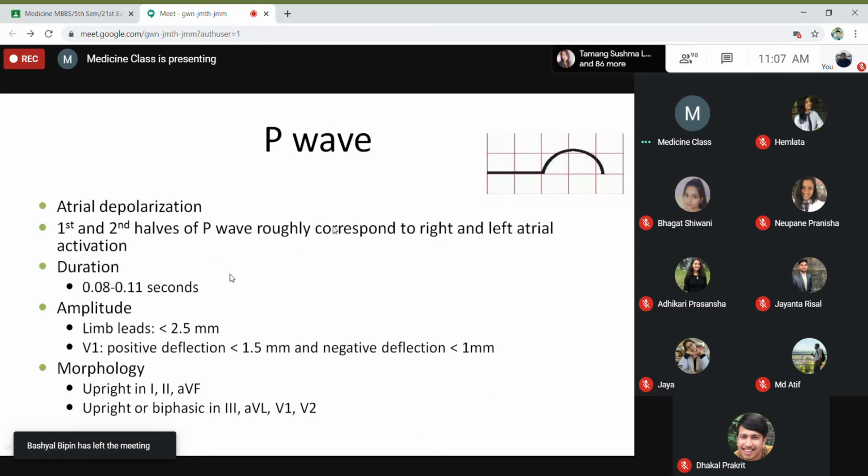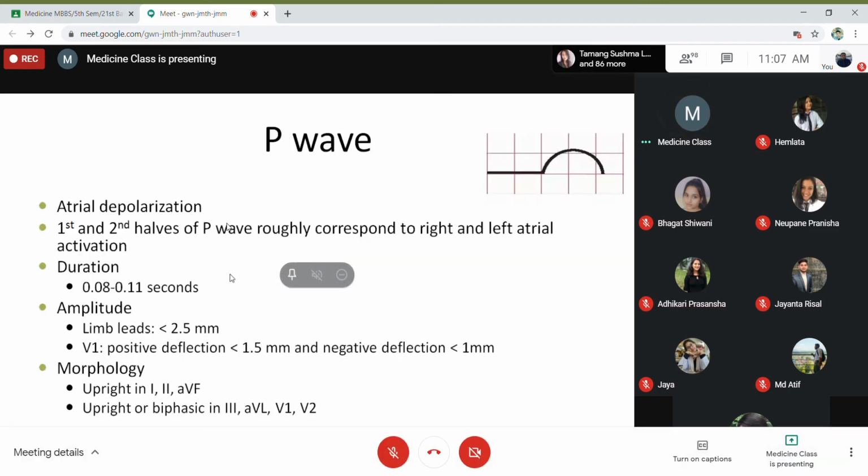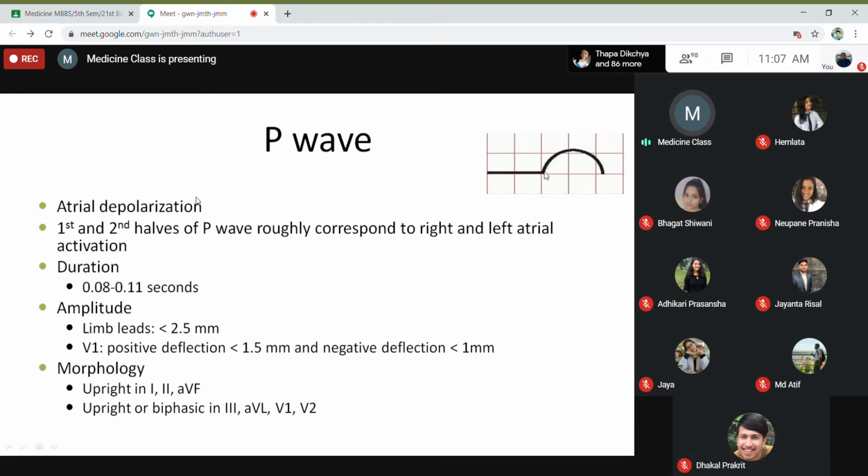Now, the P wave denotes atrial depolarization, and there are two halves: the first half of the P wave and the second half of the P wave. Usually, we consider the first half of the P wave as right atrial activation, and the second half of the P wave as left atrial activation. Usually, the duration is 0.08 to 0.1 seconds, and the amplitude is always less than 2.5 millimeters. And usually the morphology is upright.